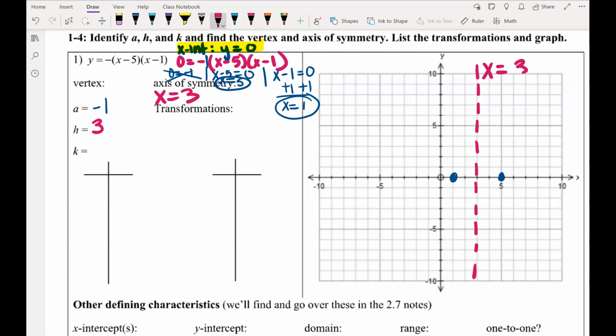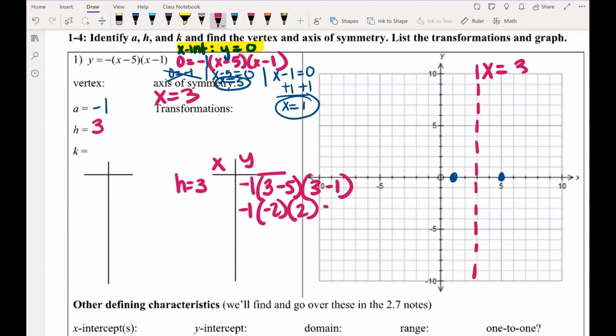So the only thing we have to do now is find the k value by plugging it in. Students, take the h value of 3 and plug it into the equation to get the y value. Here we go. There's a negative in the front, that's a negative 1. Then we go 3 minus 5 times 3 minus 1. What is 3 minus 5? And what's 3 minus 1? 2. Good. So multiply that out: negative 1 times negative 2 times 2. That's going to be 4.